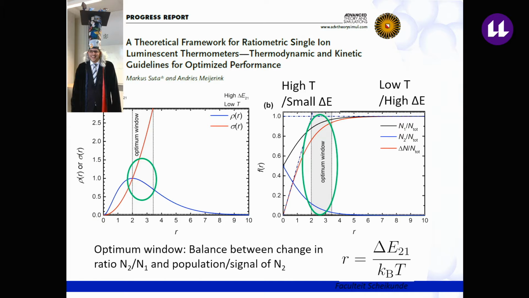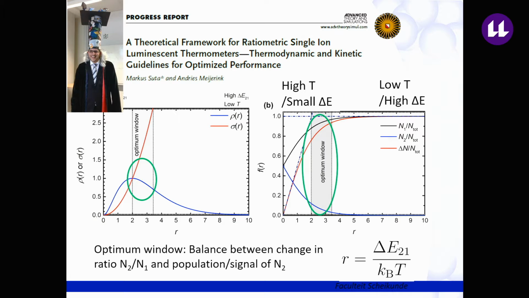So, one of the things that he did is he calculated what is the optimum temperature window. And of course that's a balance between how much of a change do you get between the emission from those two levels and the intensity of those emissions. And this is plotted as a function of R, so along the x-axis R, which is the energy gap over kBT. So if you have a high R, it means that you are at a high energy gap compared to the temperature, so at a specific low temperature, which means that most population is in the lower level.